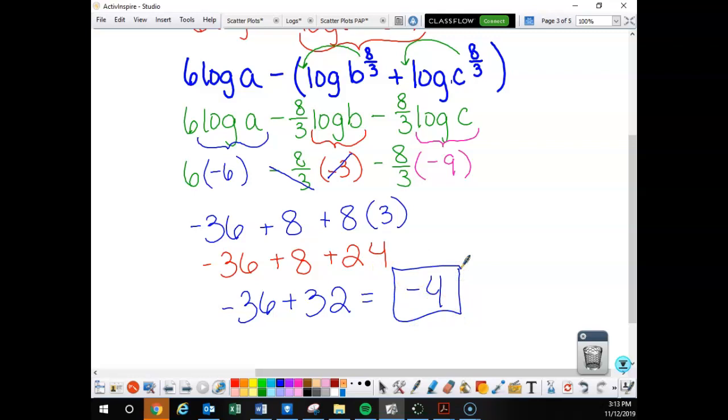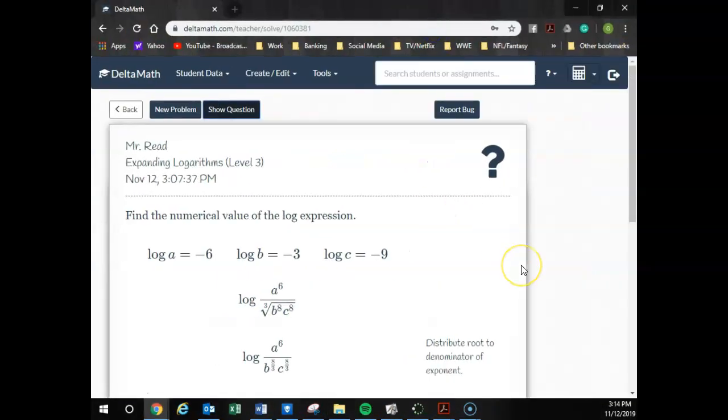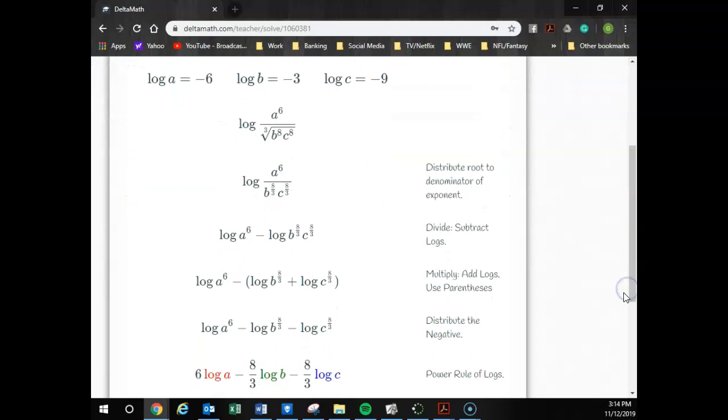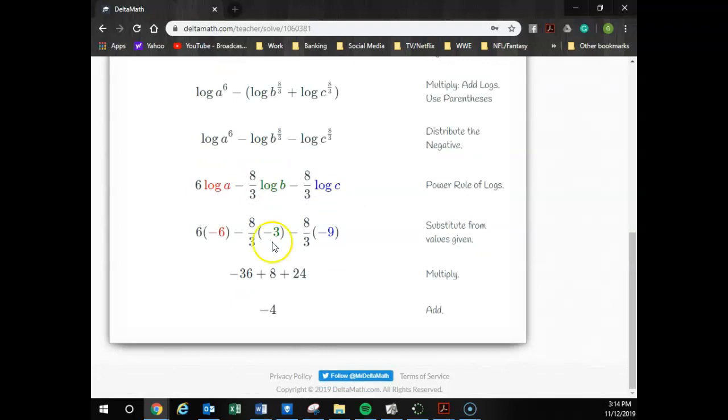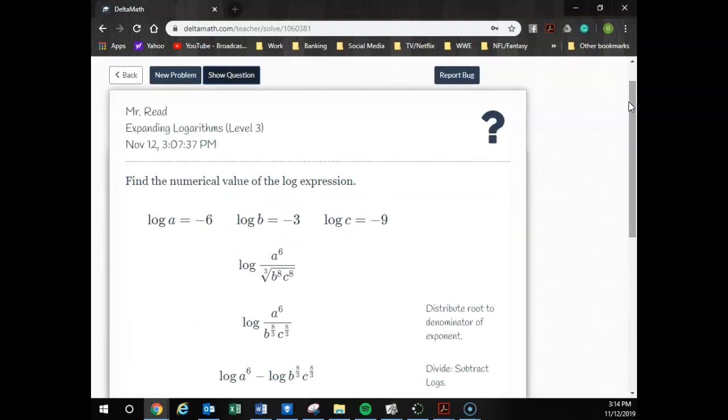So let's check this just to make sure. And so this is the example. And so this is their way of explaining it. And see, what they did is they automatically did the 8/3 because of the cube root. And then they did the same thing as me, where they separated the 8 over 6 and then the bottom of the fraction. Then they took out that negative, right? And so here, same thing, right? Log of A is negative 6, log of B is negative 3, log of C is negative 9, okay? So that's how you do that last section, the level 3, okay?